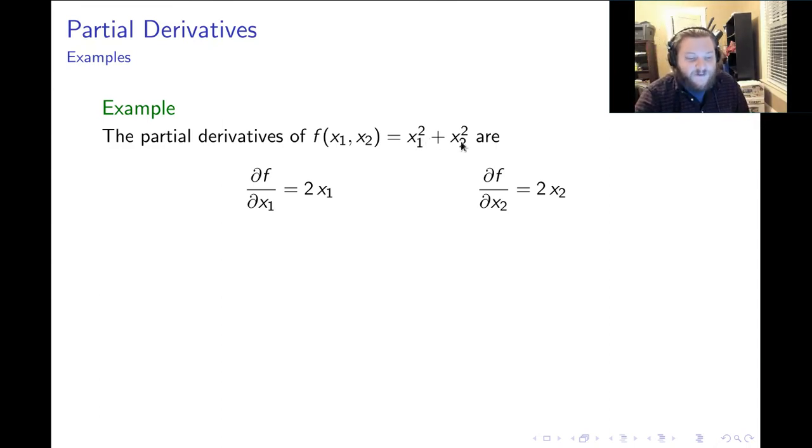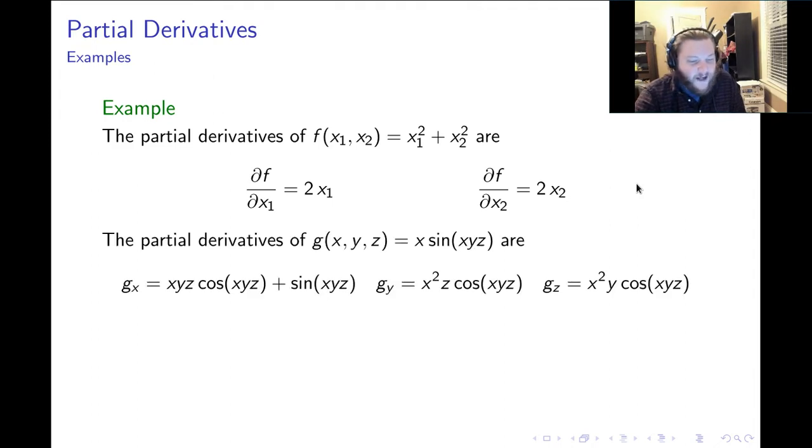And the derivative of x1 squared with respect to x2 is equal to 0. Then I move to my second term here, that's x2 squared. The derivative of x2 squared with respect to x2 is 2 times x2. So I'm going term by term, and I'm taking derivatives with respect to the two different variables to produce these two separate partial derivatives. Let's look at a slightly more complicated example.